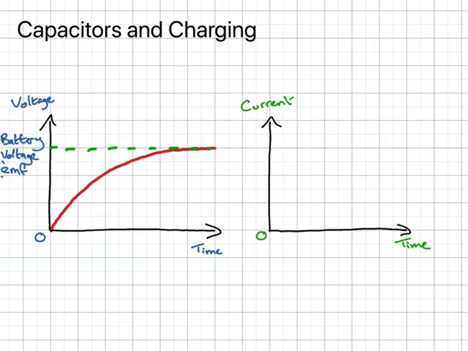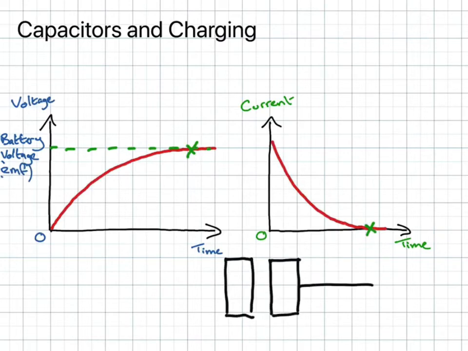When measuring the current flowing through the circuit, the current decreases, but again in an unusual way. The current rapidly decreases at the start and then gradually decreases towards the end until finally the current stops completely. At these points, the capacitor is fully charged. No more current can flow.